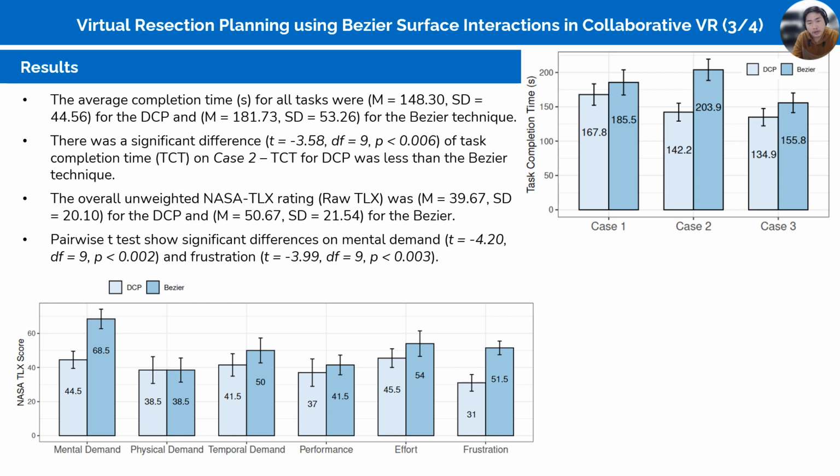The overall score of the rating shows that the score of the Bezier surface was higher than the DCP, and there was a significant difference on the mental demand and the frustration from the NASA TLX questionnaire. It could show that the DCP was relatively easy to use for those who are not familiar with the Bezier curve. However, physical demand was relatively similar between both techniques.